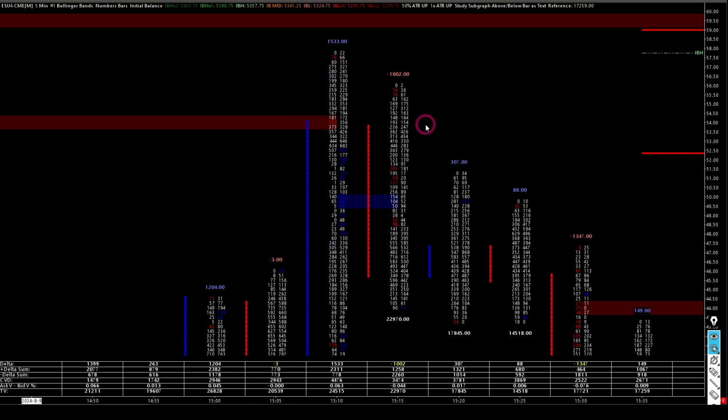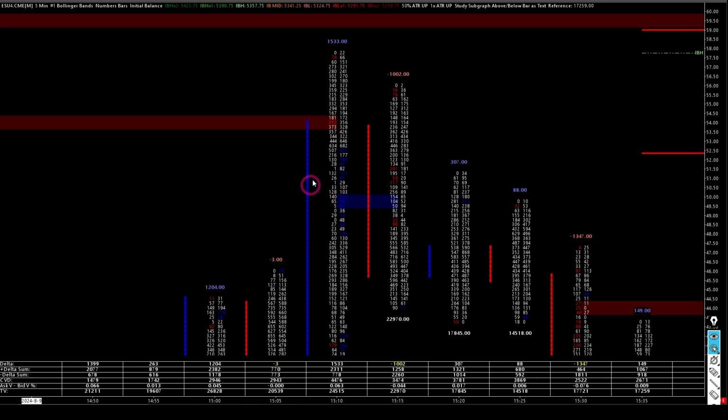Okay, so at the top here we have delta. It tells you if it's positive or negative. We have 1533 delta here and negative 1002 delta here. At the bottom we have the total volume for the specific candle. For your reference, this is a 5-minute chart, so each candle that you're seeing is a 5-minute candle.